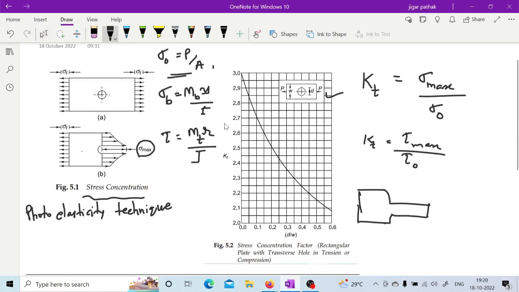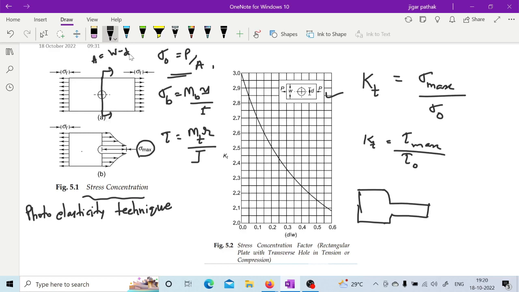See, sigma naught is the theoretical stress which we are calculating with elementary equations, right? Suppose you want to calculate the stress generated in this particular cross section, then you will consider your area as W minus D into whatever thickness of your plate. Yes or no? So when you consider this and calculate sigma naught, you will have a certain stress generated.